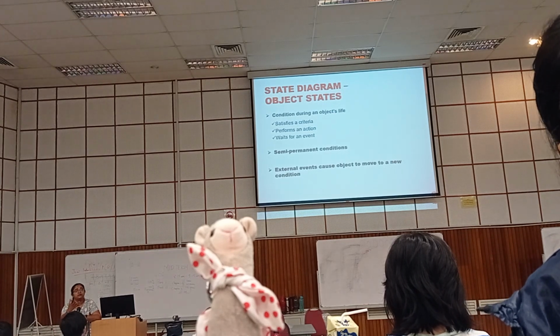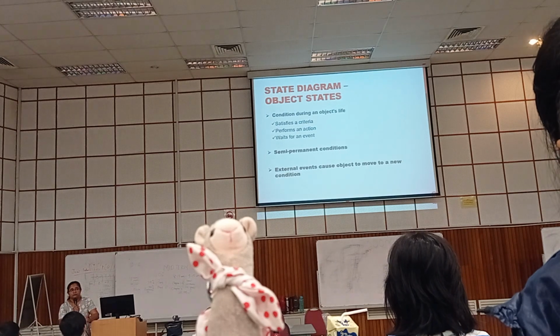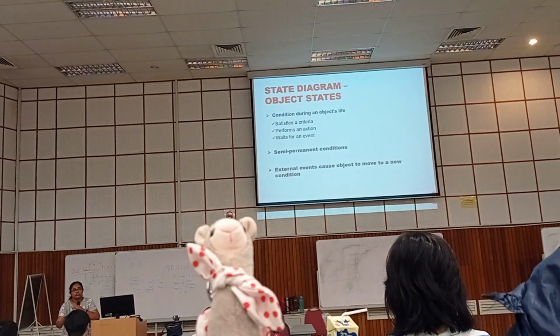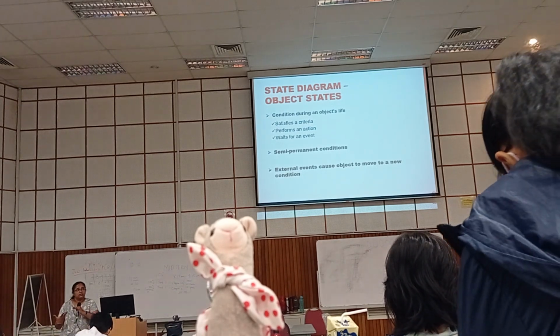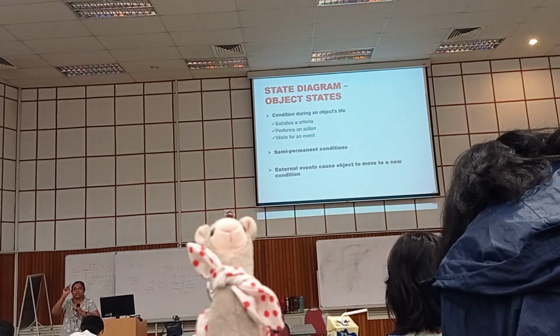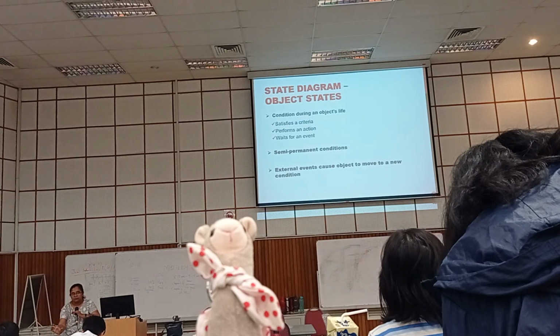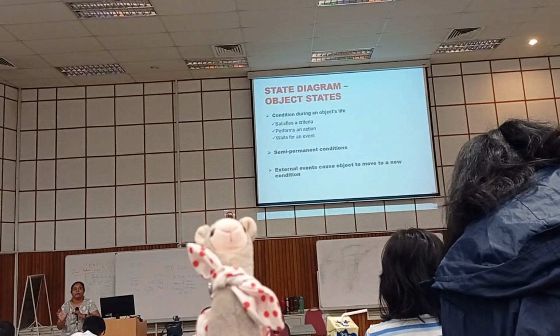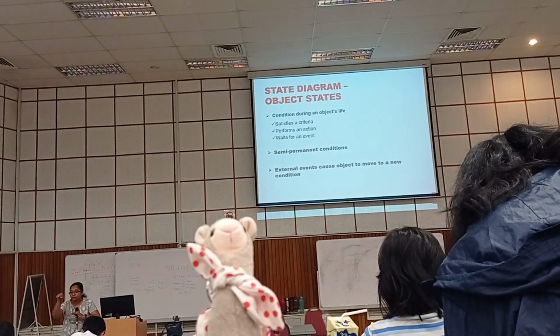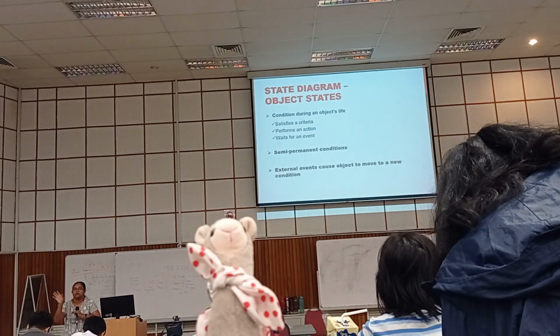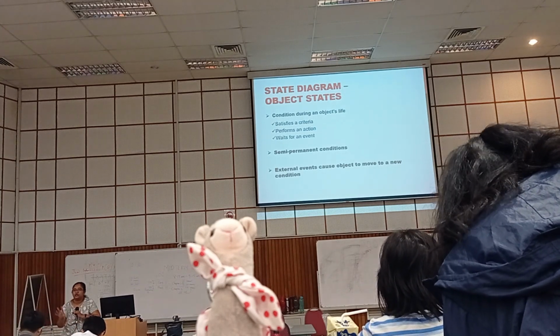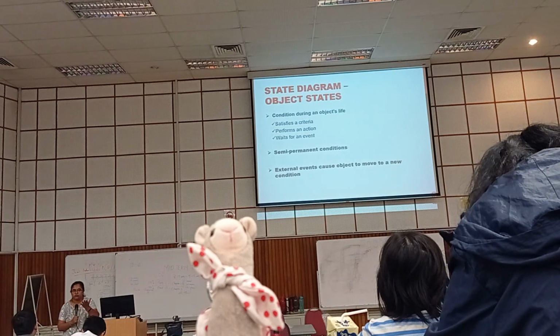Like for chair, can it be absent or not? Student can be absent. Chair cannot be absent. So what happened here? You confuse between student and chair objects. So wrong. One object, only one, in one diagram. So only the states of that object, no other states. Clear? If you understand this, your state chart can be perfect. I can promise you that.